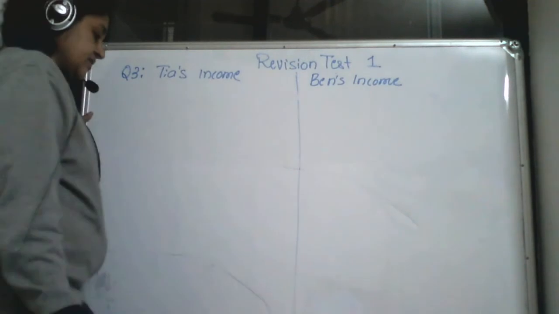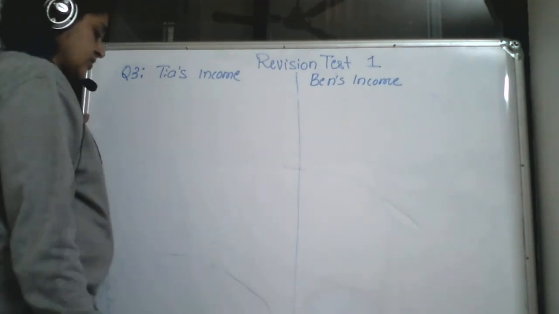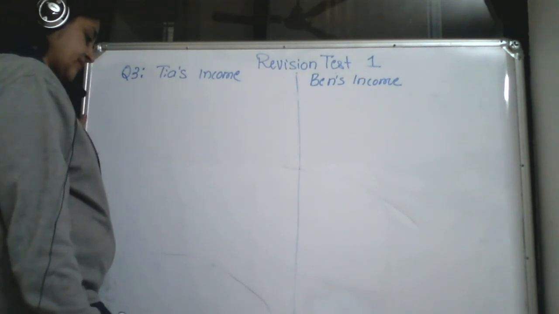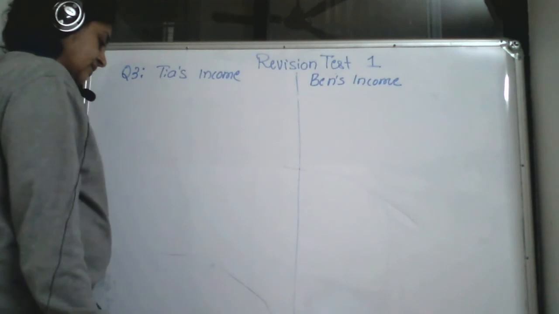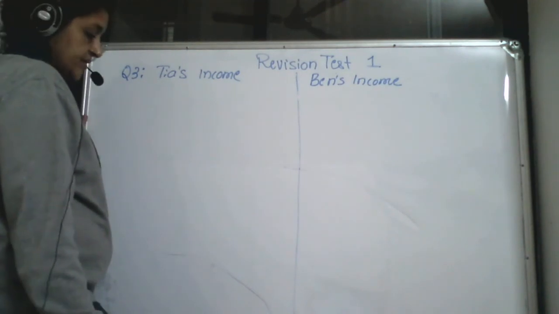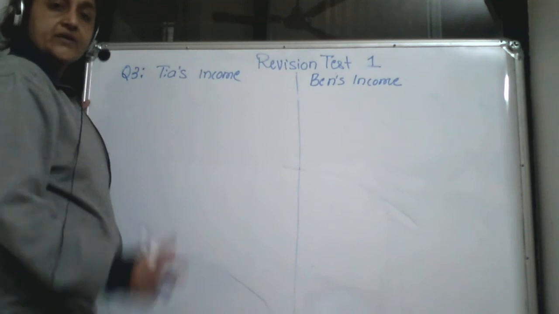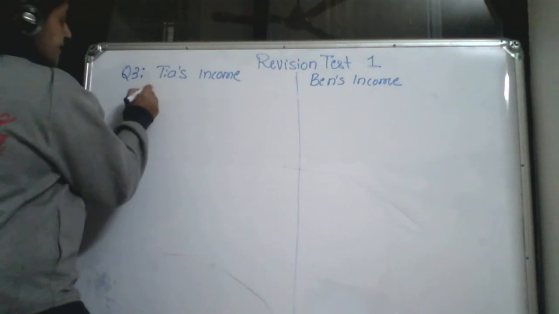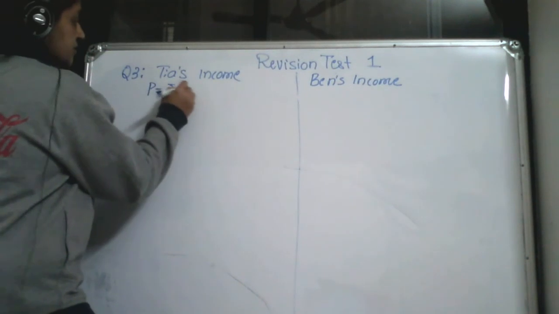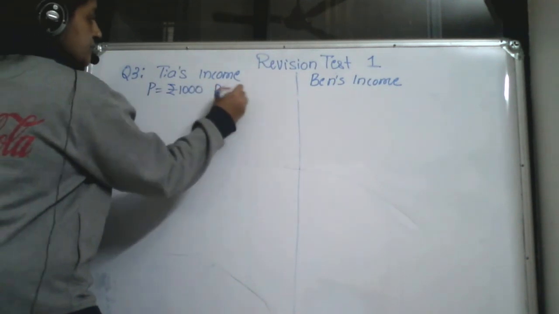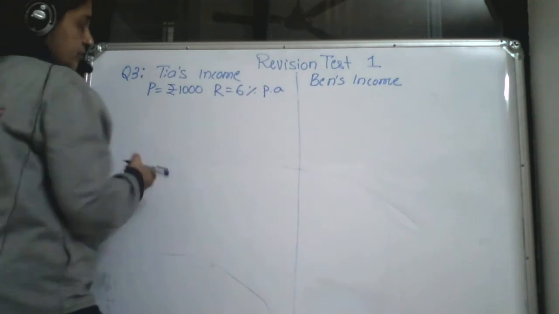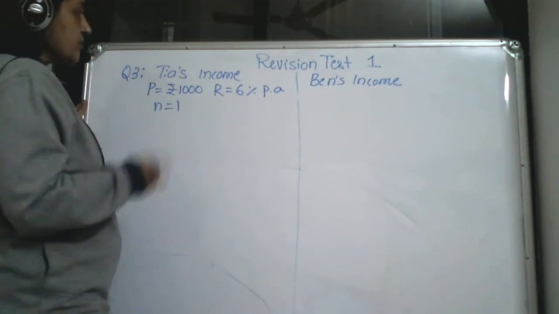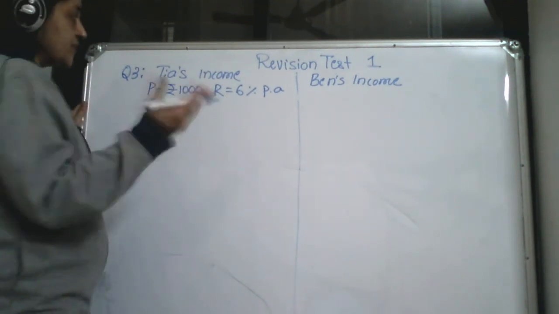Question number 3 is, Tia and Ben lent rupees 1000 at 6% interest, compounded half yearly and quarterly respectively. Then what is Tia's income, and compare Tia and Ben's income. Here do you see any time period specified? If not, it should be taken as 1 year. So I'll take it as P is equal to rupees 1000, rate of interest is equal to 6% per annum. Okay, then we have N is equal to 1. What are we supposed to find? What is her income and what is Ben's income when it is changed?